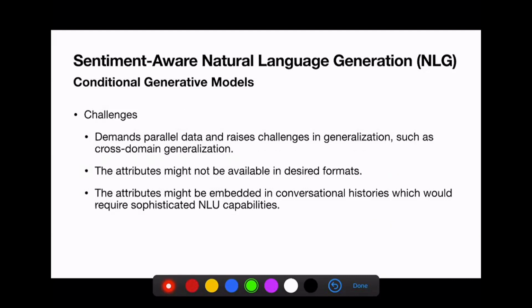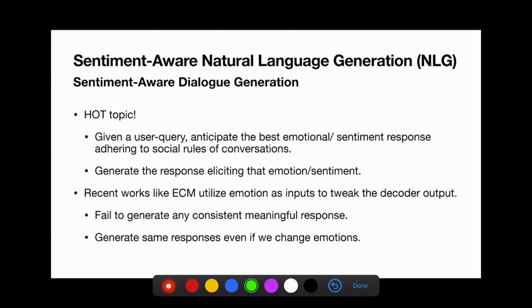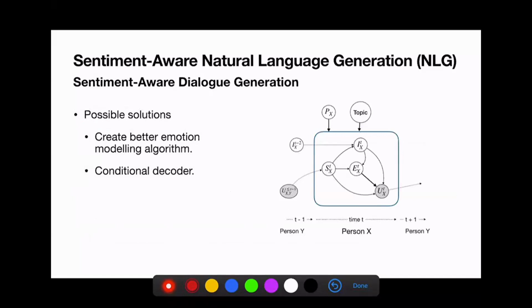Okay, so the next is sentiment aware dialogue generation. As I mentioned, this is a hot topic. Simply, what does it mean? In the basic sequence to sequence network, you learn the sentiment automatically. At least the assumption is to learn the sentiment automatically from the text, but most of the time it does not happen. So you need a sentiment specific model that grasps the sentiment information to generate corresponding responses. There are works like ECM which does that, but it suffers. We tested it and found that it failed to generate consistent, meaningful responses. Even if you change the emotions or sentiment, it generates the same responses many times. So a possible solution is to create a better emotion modeling algorithm or a better conditional decoder.